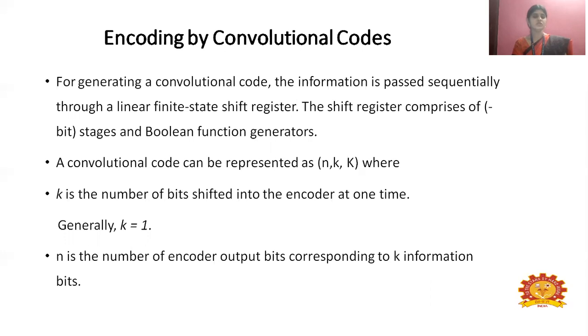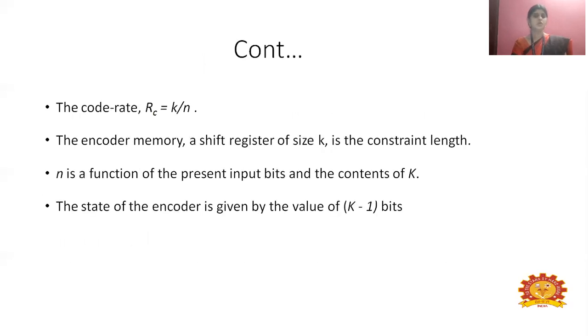A convolutional code can be represented by (n, k). Here k refers to the number of bits shifted into the encoder at one time. Generally, k is equal to 1, so only one bit will be shifted into the encoder at a particular time. n is the number of encoder output bits corresponding to the k information bits. The code rate for this convolutional encoder will be equal to k by n.